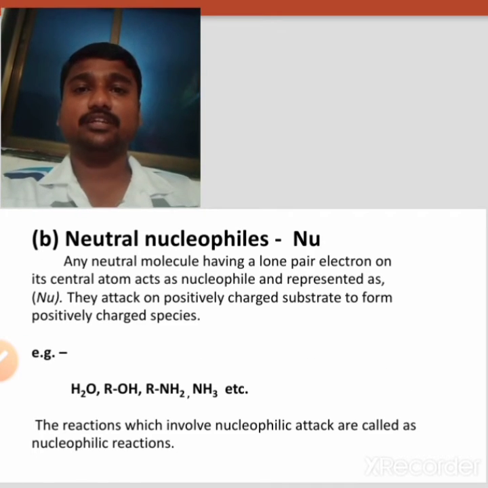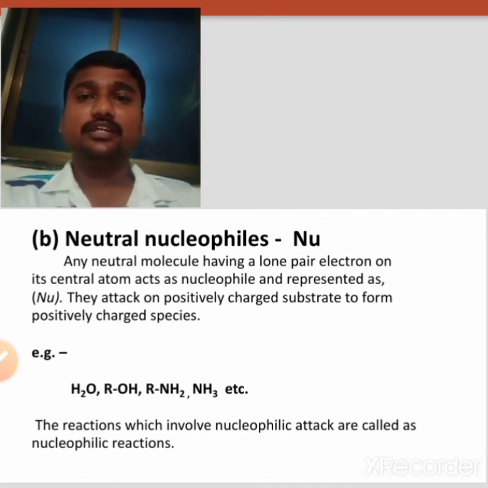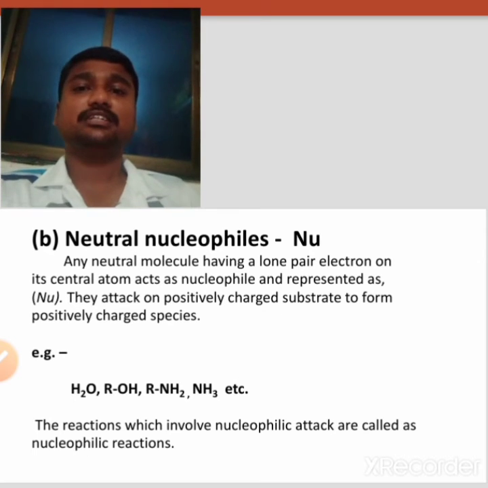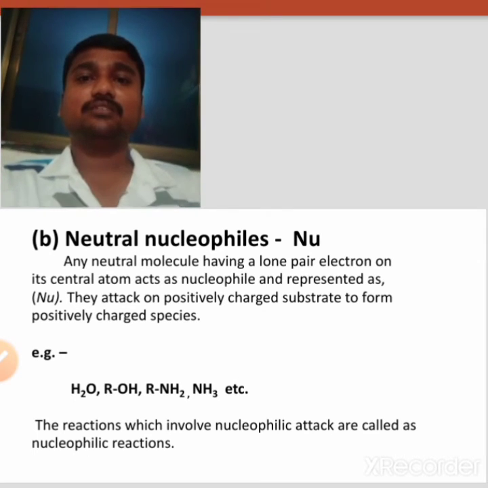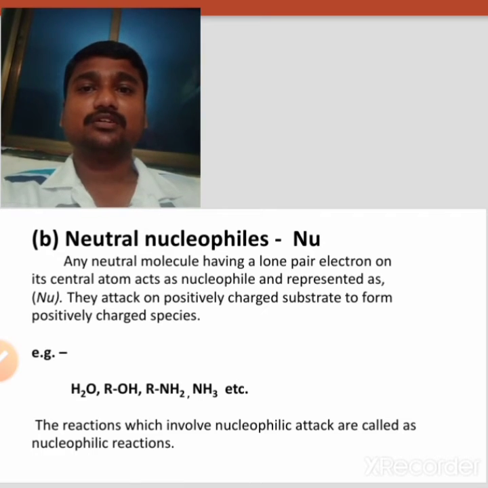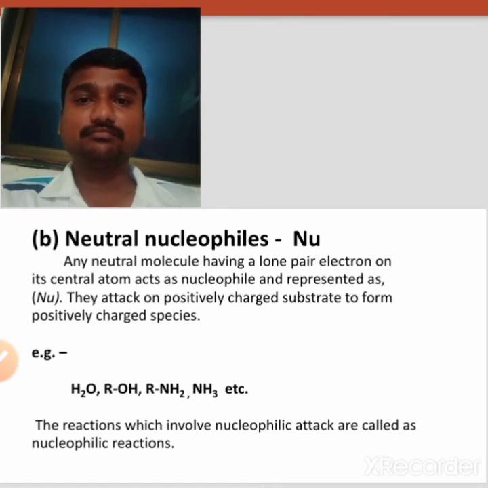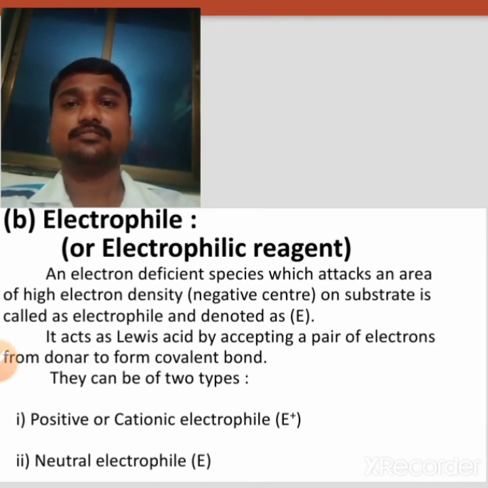Then neutral nucleophile, it is denoted by Nu. Any neutral molecule having a lone pair of electrons on its central atom acts as a nucleophile and is represented as Nu. They attack positively charged substrate to form positively charged species. For example, H2O, ROH, RNH2, NH3 are examples of neutral nucleophile. The reactions which involve nucleophilic attack are called nucleophilic reactions.